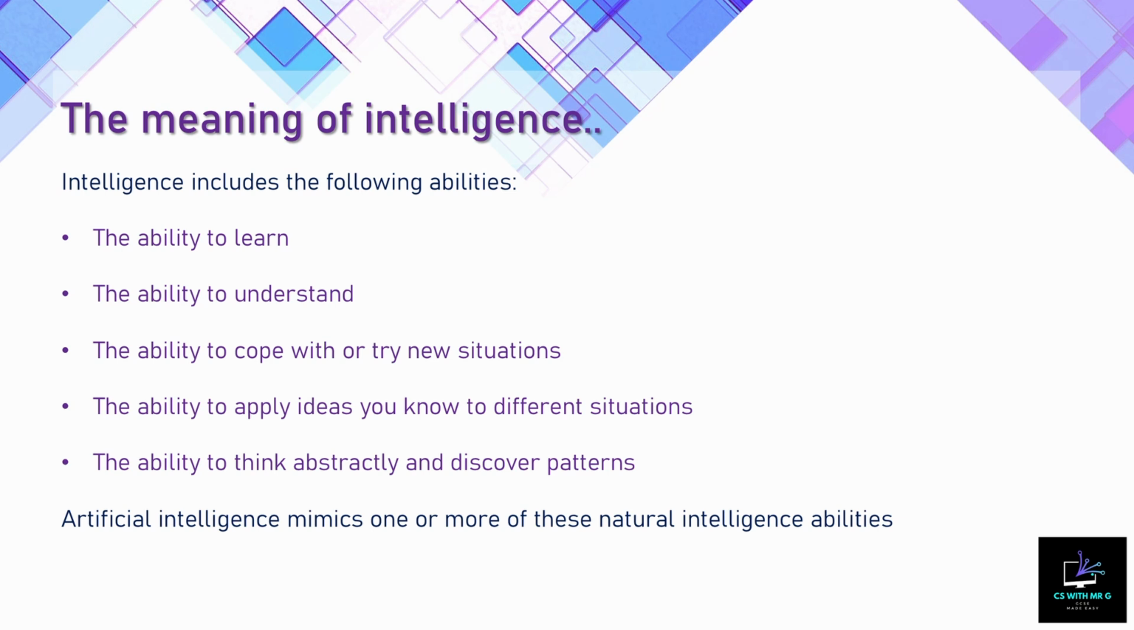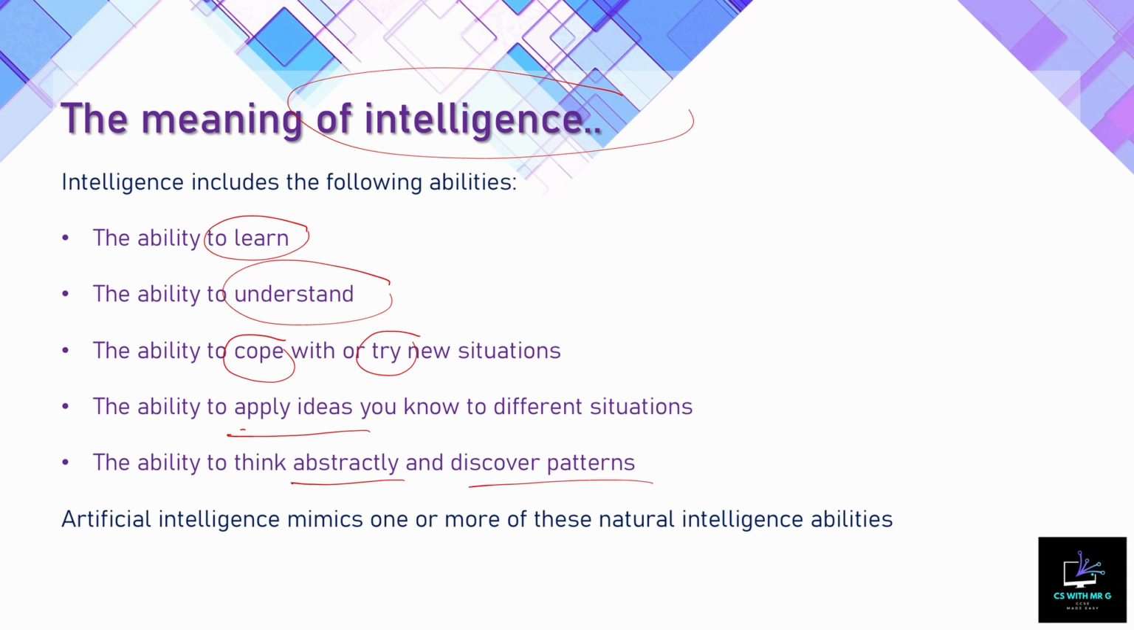On that term intelligent, if we just take the meaning of intelligence first, being an intelligent human means that you have the ability to learn, understand, cope, or at least try new situations, apply ideas that you already know to different situations, and then the ability to abstract and discover patterns, especially when it comes to data. All of these terms come under the term natural intelligence, and as long as any one of these abilities is mimicked artificially, that would come under the term artificial intelligence, or as we know, AI.